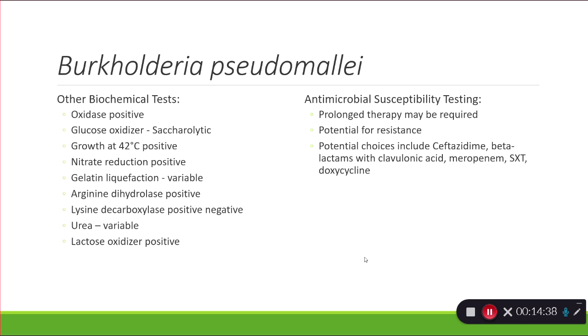Other biochemical tests, it's oxidase positive. It's a glucose oxidizer. It does grow at 42 degrees. It's nitrate reduction positive, gelatin liquefaction variable, arginine dihydrolase positive, lysine decarboxylase negative, urea variable, and lactose oxidizer positive. With this one, antimicrobial susceptibility testing can be done and prolonged therapy may be required because there is a potential for resistance. The potential choices include ceftazidime, beta-lactams with clavulanic acid, meropenem, SXT, and doxycycline.